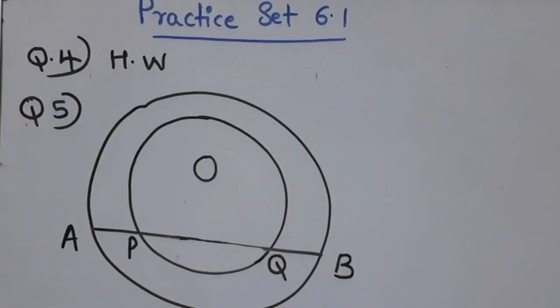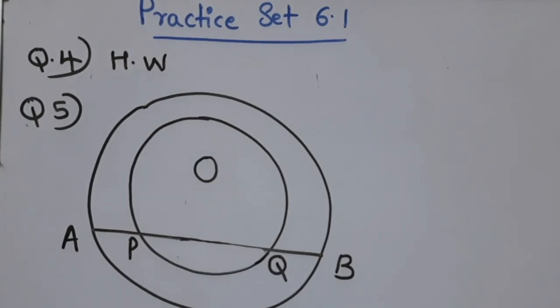Let's come to question number 5. Question number 4 is your homework. Question number 5 is, in the adjoining figure, center of two circles is O. Chord AB of bigger circle intersects the smaller circle in points P and Q. Show that AP is equal to BQ.